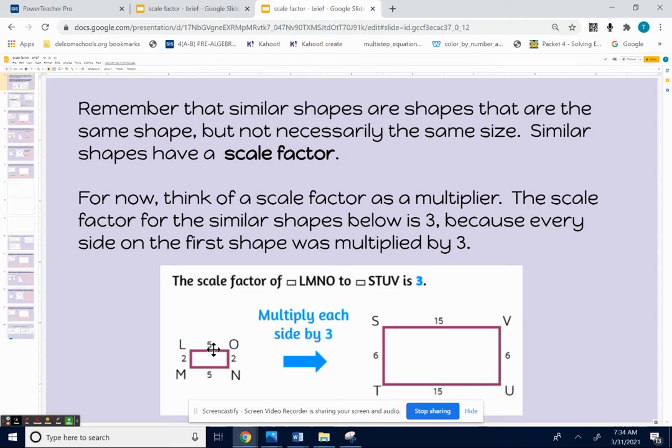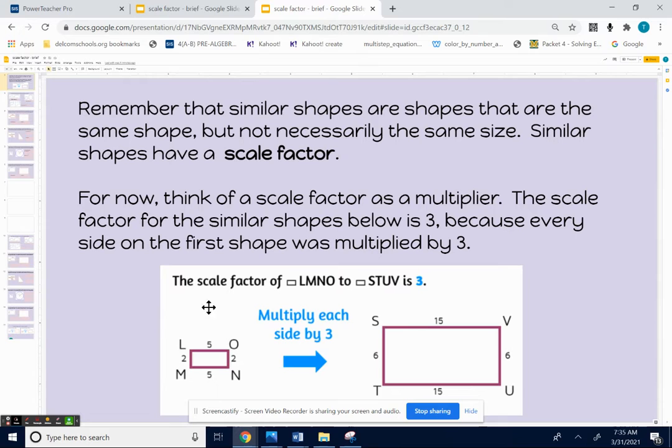Scale factor is the number that each of the sides of one shape is multiplied by to get to the other shape. Okay, it's a multiplier. In this problem right here, we have quadrilateral LMNO, and we have quadrilateral STUV. Remember, a quadrilateral is just four sides.